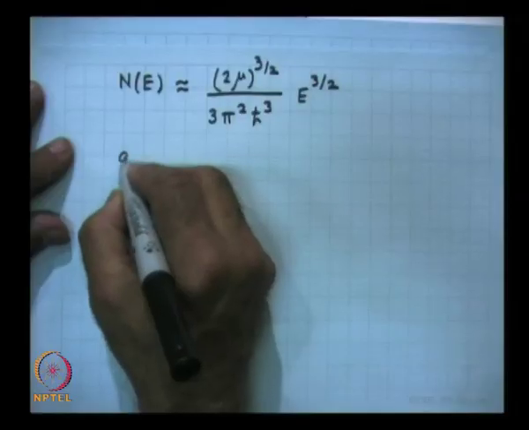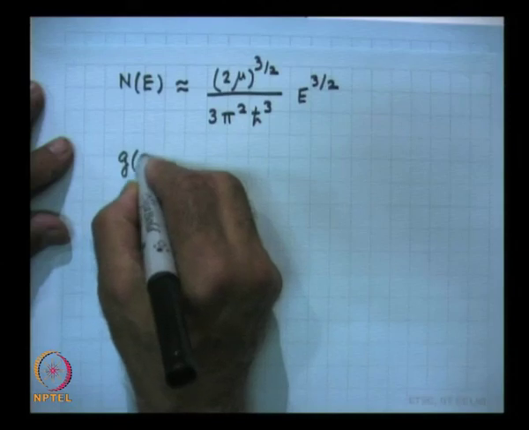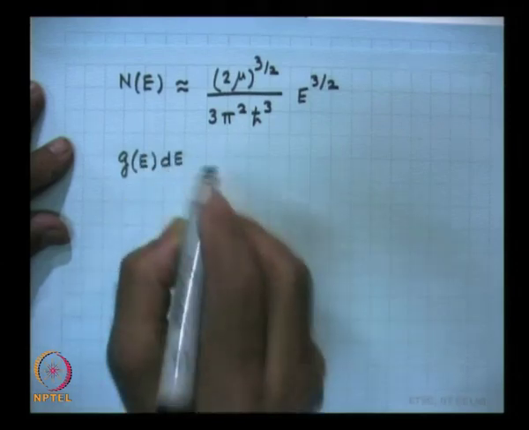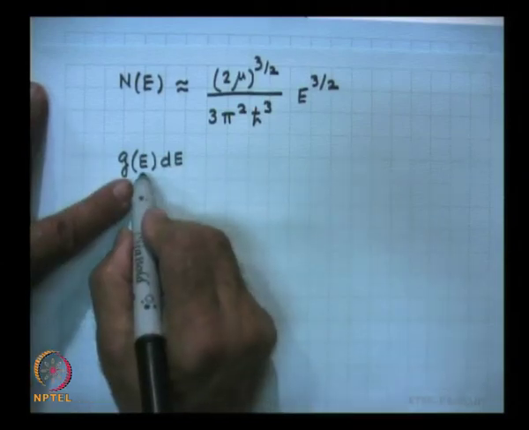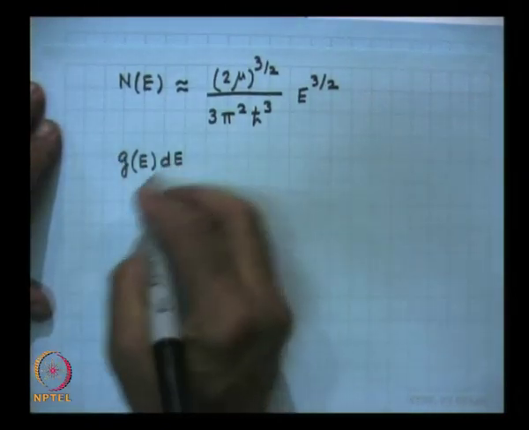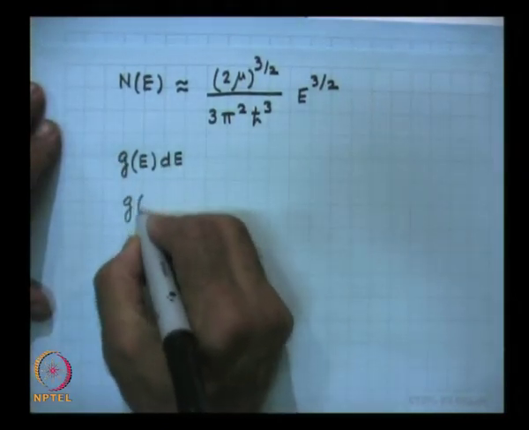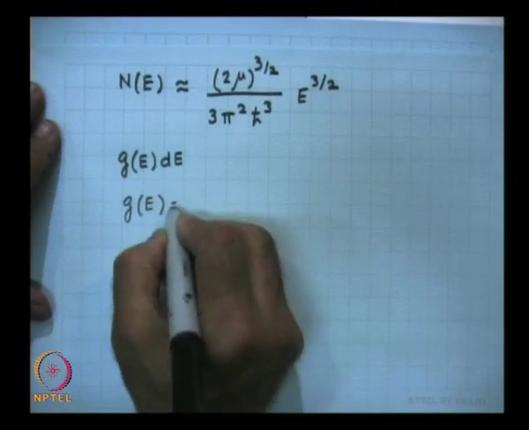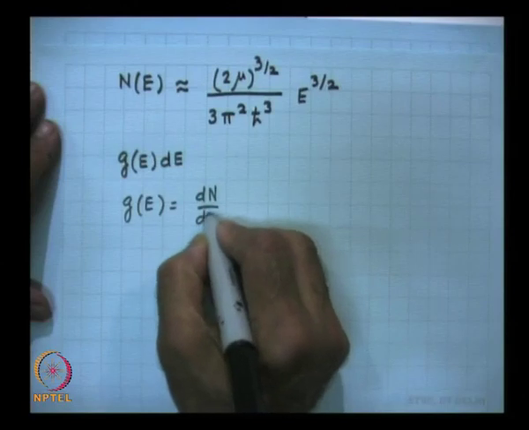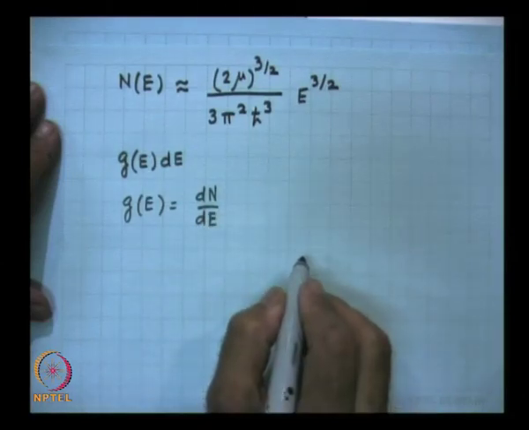Now, last time we had shown that the density of states, the total number density of states, is defined like this: G of E dE is the number of states whose energy lies between E and E plus dE. And then we had shown that the density of states will be equal to dN by dE. So, that is a very straightforward differentiation.